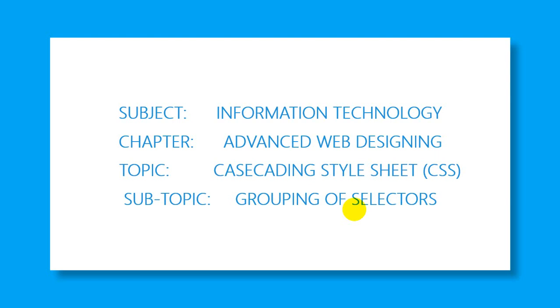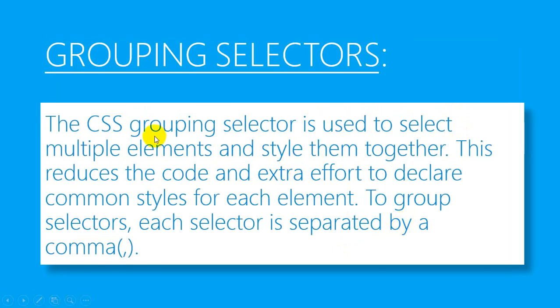Okay, so we will see what is grouping and how we perform these things, but let's have a look at the definition and the meaning of grouping of selectors. This is the simplest definition or meaning of grouping of selectors. Just read it. The CSS grouping selector is used to select. What is the purpose of grouping of selectors? This is the purpose, means it is used to select multiple elements.